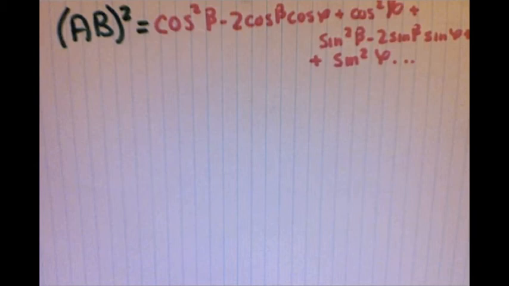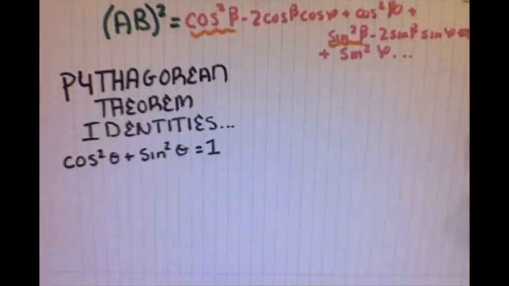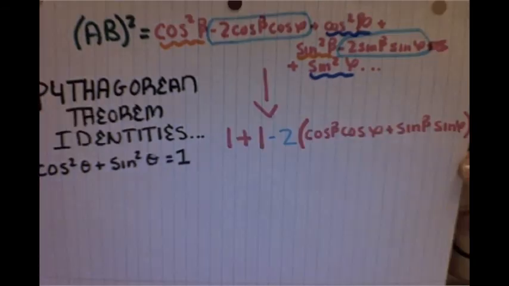If you use the Pythagorean theorem identities, cosine squared theta plus sine squared theta equals 1. So how can we combine this with the equation that we're given? Well, cosine squared beta plus sine squared beta would equal 1. And again, cosine squared alpha plus sine squared alpha would equal 1. You can also factor out the negative 2 along with the cosine beta cosine alpha plus sine beta sine alpha, which leaves you with 1 plus 1 minus 2 times (cosine beta cosine alpha plus sine beta sine alpha).